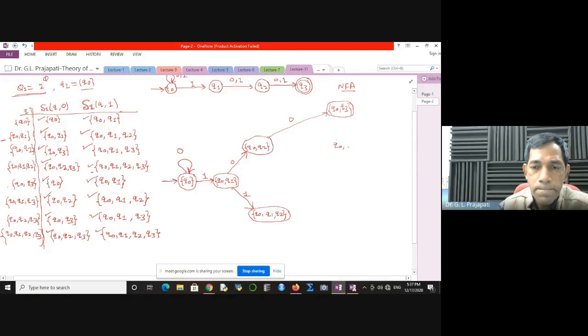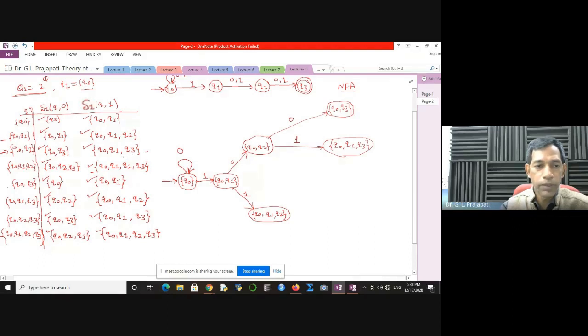So for the case of 1, you can write here Q0 Q1 and Q3. This is the state. So you have this, and here you are going for this state for the case of 1. So now you have seen that if you are at Q0 Q2, then for the case of 0 you are going to Q0 Q3, and for 1 you are going to the state Q0 Q1 and Q3.